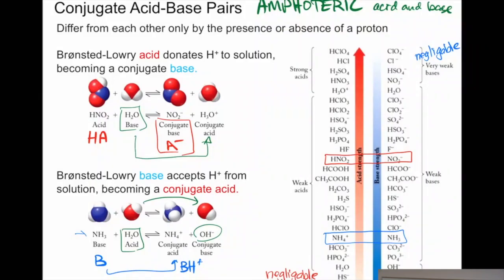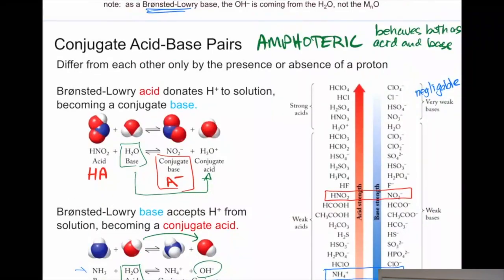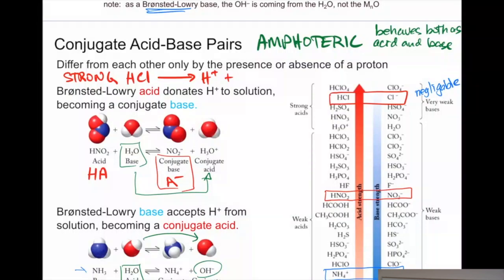Okay? So let's just remind ourselves when it's strong, and let's use HCl here as an example. When we take a strong acid like hydrochloric acid, it dissociates virtually 100% into hydrogen ions, which are really hydronium ions, plus chloride ions. And then we identified that here on the table: chloride as an ion is the conjugate base.